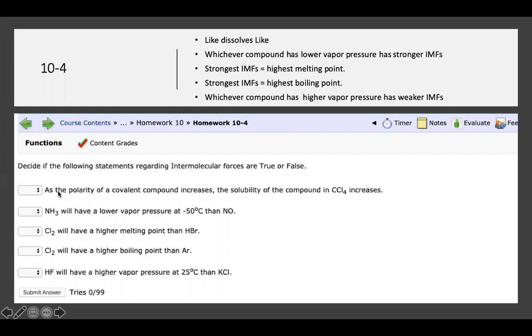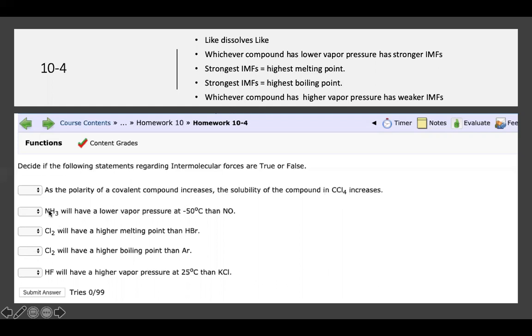If it were to read true, it would say that as the polarity of a covalent compound increases, the solubility of the compound in CCl4 decreases. So that solubility should go down as your compound becomes more polar because we're dealing with a nonpolar solution.